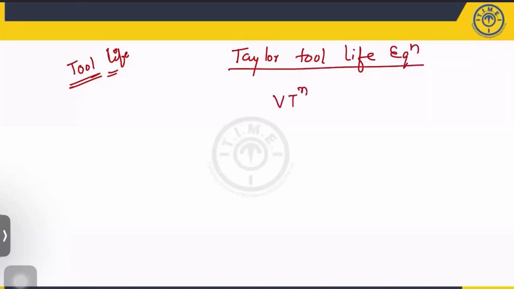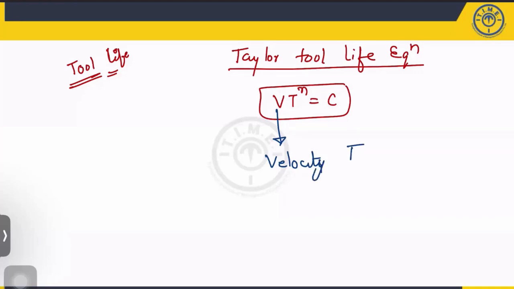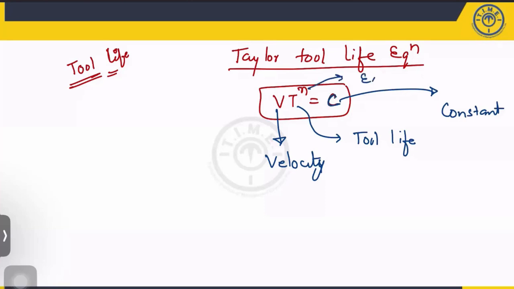V t to the power of n is equal to C, where V is the velocity, T is the tool life, and C is the constant, that means the Taylor tool constant, and n is the exponent. So what type of question can they frame based on this Taylor tool life equation?